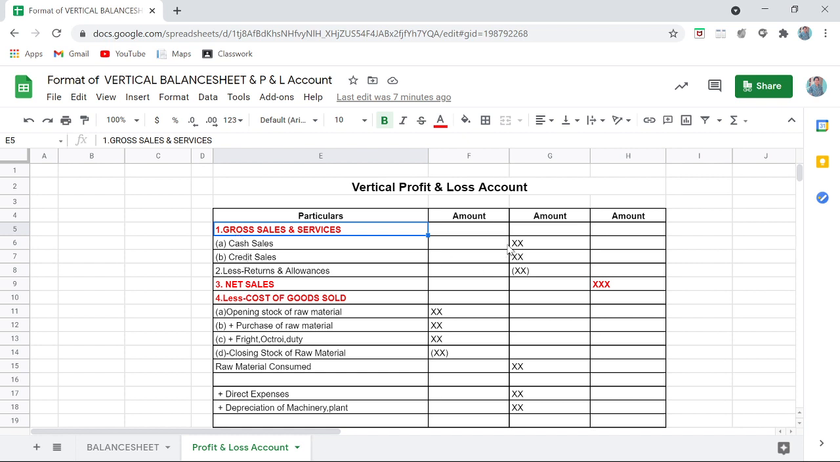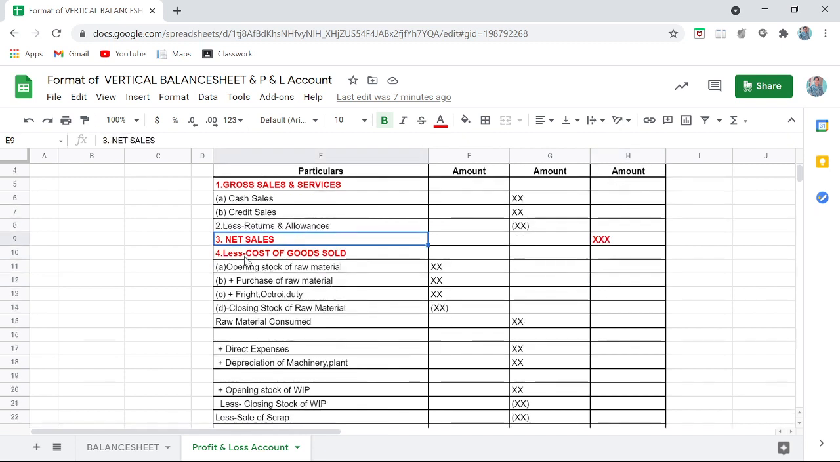Cash and credit sales will be added up, less returns and allowances. If there is any sales return, or any allowances which I have allowed, meaning discount sort of things, it will be deducted and you will get net sales. Now this is the one which will be considered as the final income. From this all expenses will be deducted. Now moving to the expenses. Expenses have a lot of categories. Let us discuss it. So less.